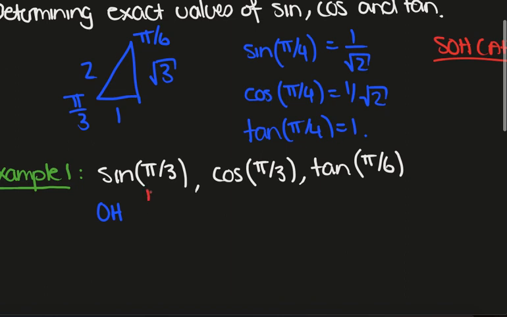2, so sine of pi on 3 is root 3 on 2. Cos is adjacent over hypotenuse, so adjacent to pi on 3 is 1, hypotenuse is 2, so cos pi on 3 is 1/2, and tan pi on 6 is opposite over adjacent, so it's 1 on root 3.